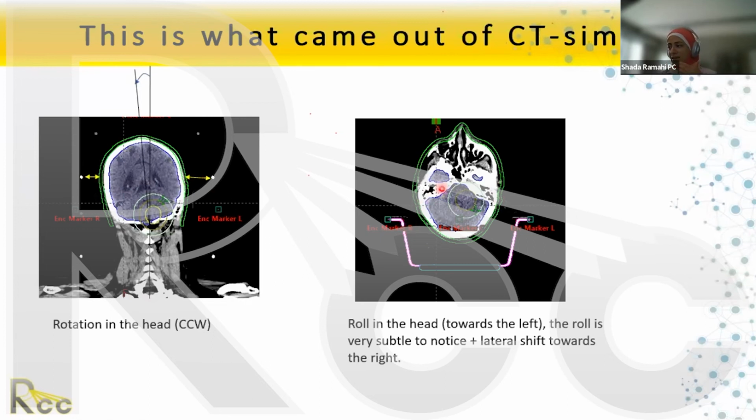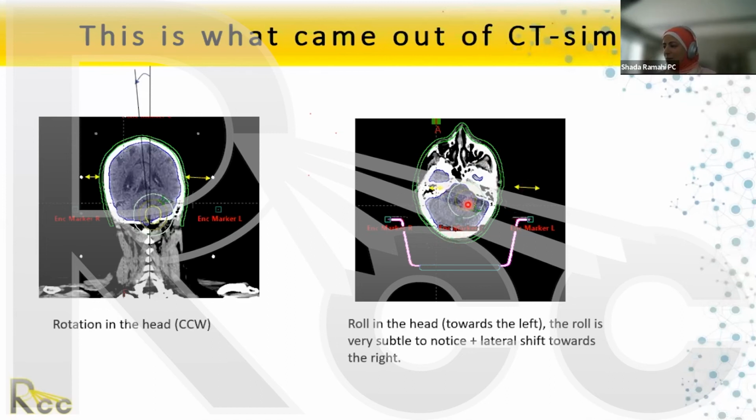This is an axial cut of the same patient, and we see 2 things. We see a roll, but it's very subtle. You need to be looking at enough images, because you don't see it here since it's less than a degree. And we also have translational error. The arrows here are of course floating in the air by themselves.